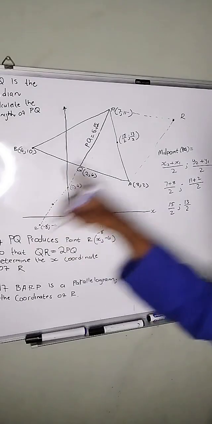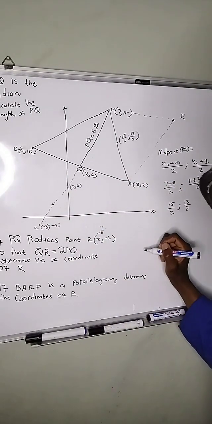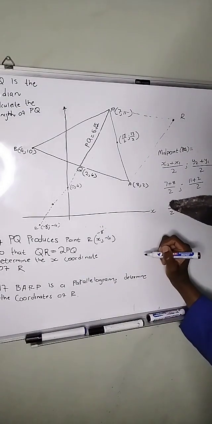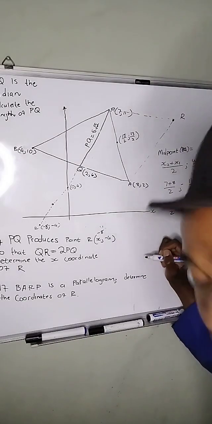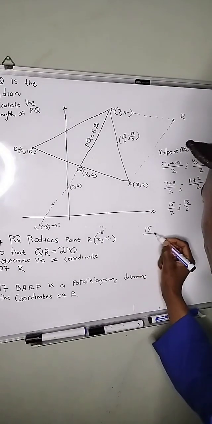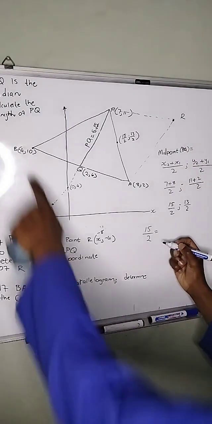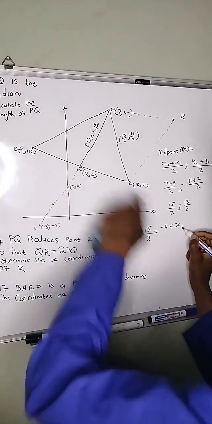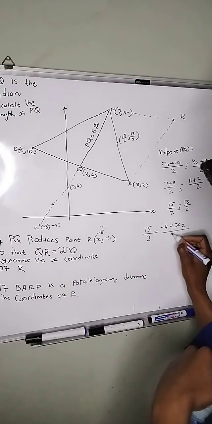So what is the midpoint of BR? Let's start with the X midpoint. What is the X midpoint of BR? I'm going to start with the X midpoint, which is 15 over 2. It's going to be equal to negative 4 plus XR, the X coordinate of R, over 2.